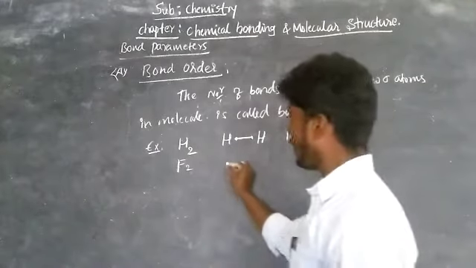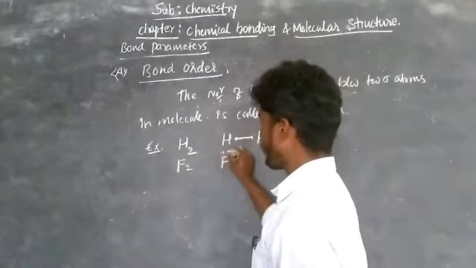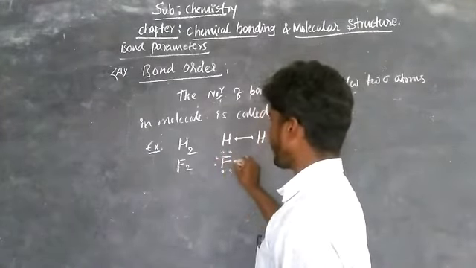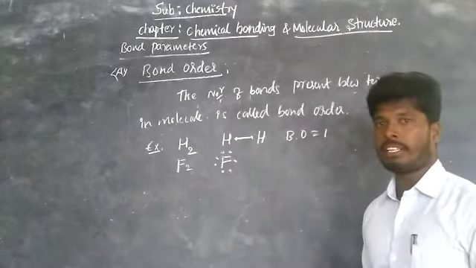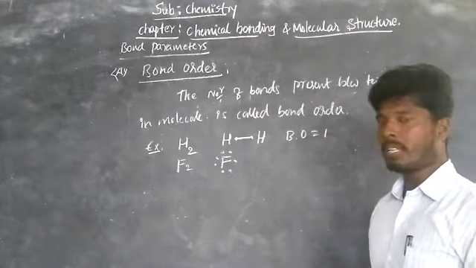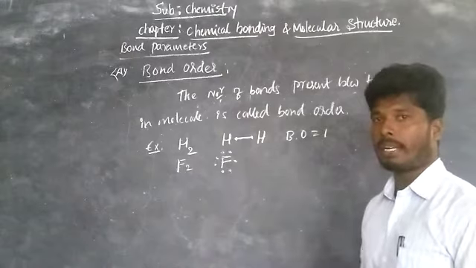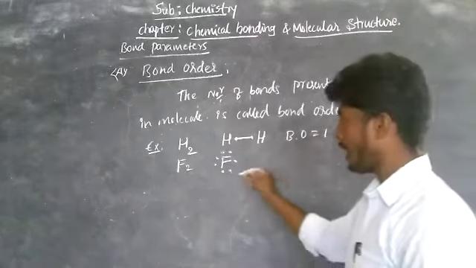Here the fluorine contains how many electrons? 7 electrons. 1, 2, 3, 4, 5, 6, 7 electrons. All these 7 are not shared with any other atoms. Out of 7, only one electron is shared with the neighboring fluorine atom.